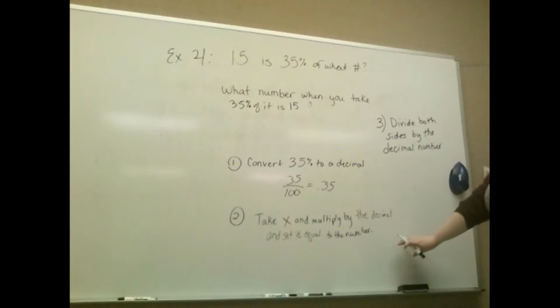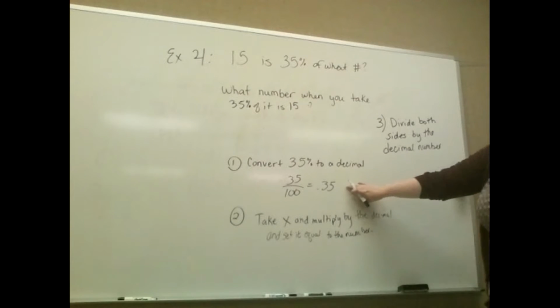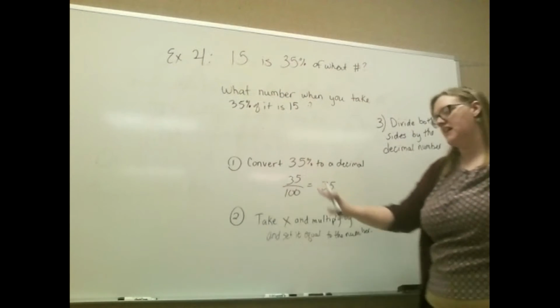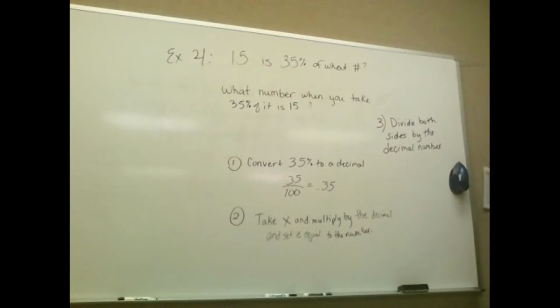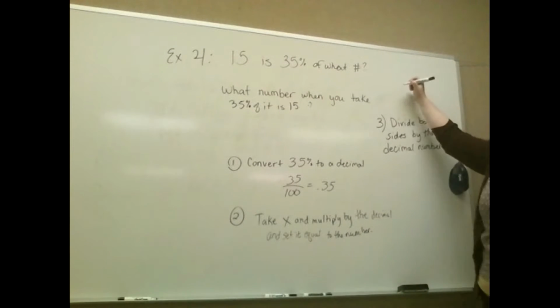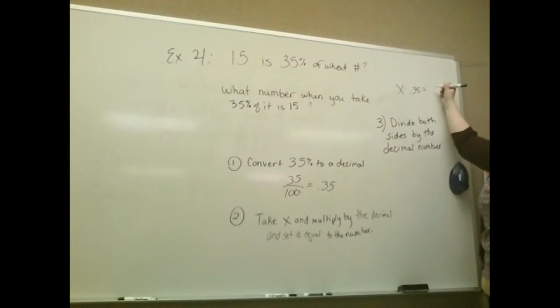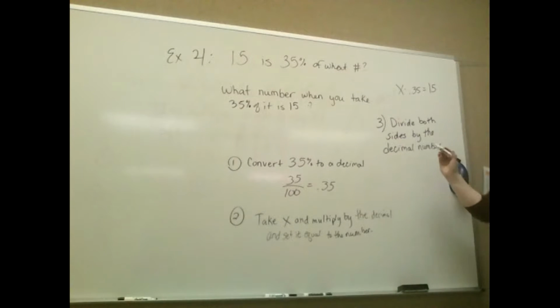All right. Can you tell me, based on these directions, 0.35 and the number 15, how would I set up this equation? 15, perfect. There we go. X times 0.35 equals 15. Okay? All right, so then number 3, divide both sides by the decimal number.